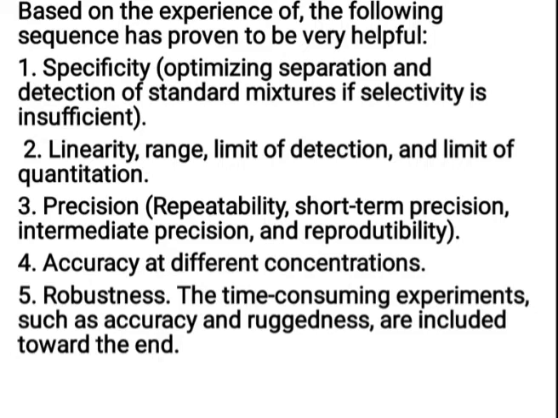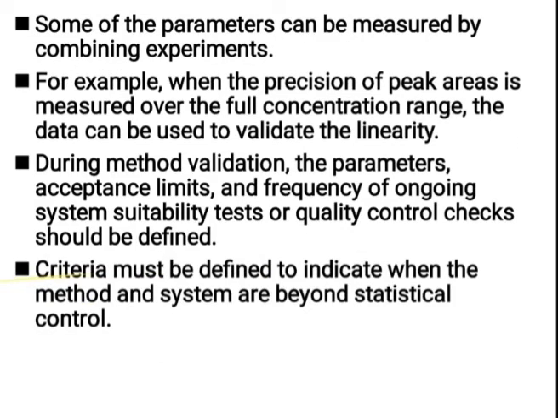All these terms are very useful. You know the definitions of all these terms. Then the third point is precision, means repeatability, reproducibility. Then the fourth point is accuracy at different concentrations. The fifth one is robustness. Robustness means remaining unaffected by any change. So all these parameters are very helpful in the validation procedure. Then some of the parameters can be measured by combining experiments. For example, when the precision of peak areas is measured over the full concentration range, the data can be used to validate the linearity.